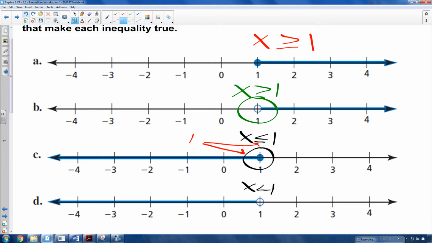If the circle is filled in, you have a line underneath the inequality symbol, which means it's less than or equal to, which means 1 is also included in the answer. That's the idea. So let's keep moving. This is kind of the exact same thing, just backwards.